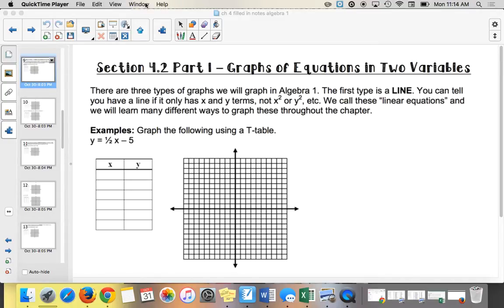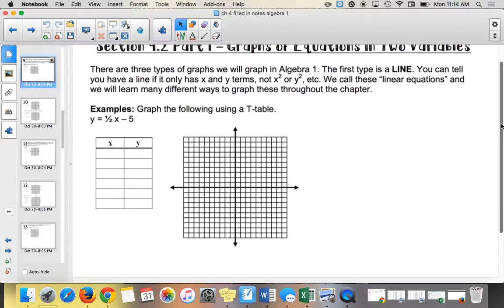So this first one I have y equals 1/2 x minus 5. What is our prediction? Since it's x to the first and y to the first, this is going to be a line. So we're going to plug in different values, and we usually want to plug in some positive values and some negative values, and so on. We'll talk about that, especially with the absolute value and the parabola.